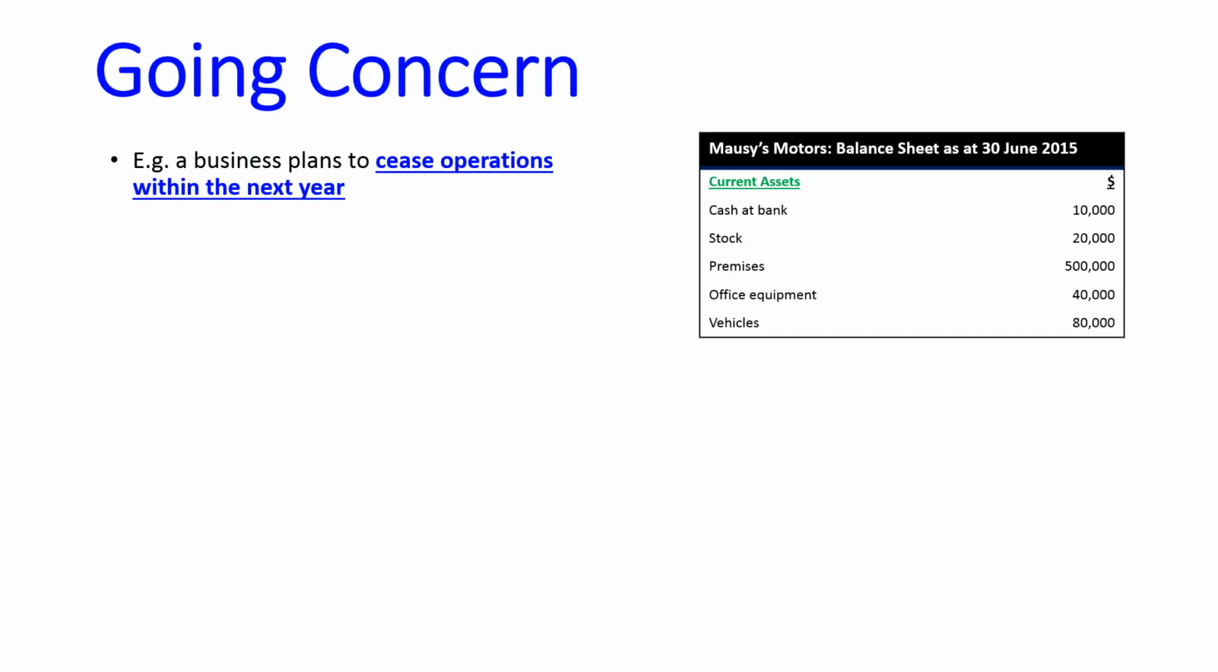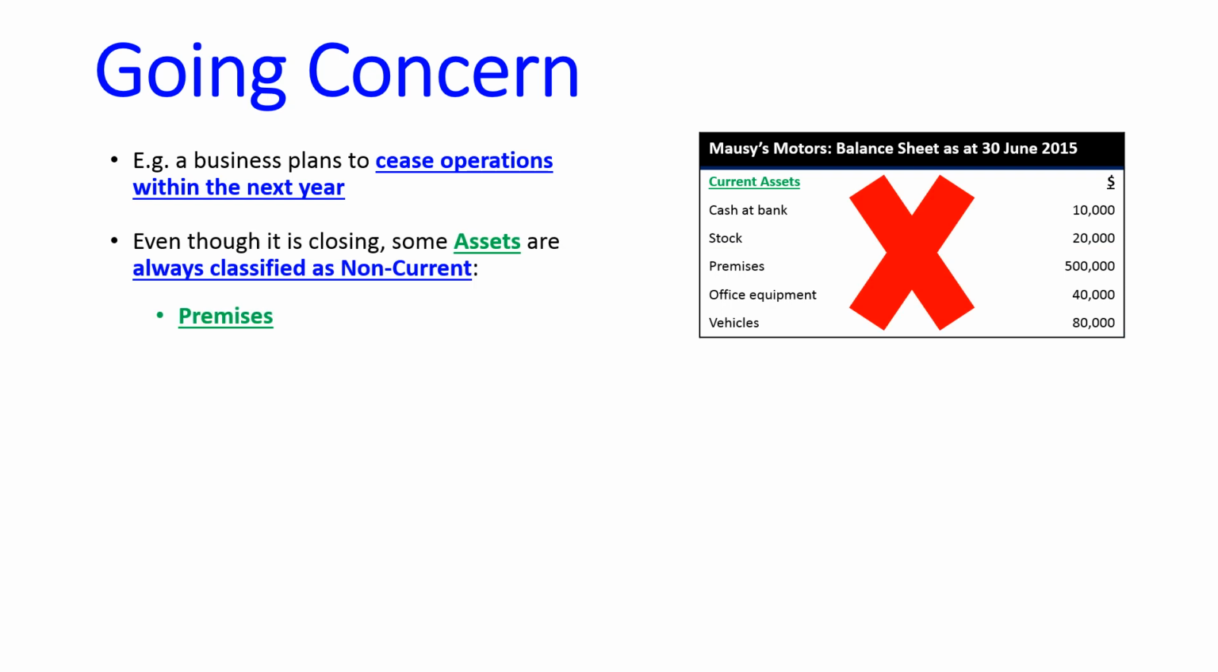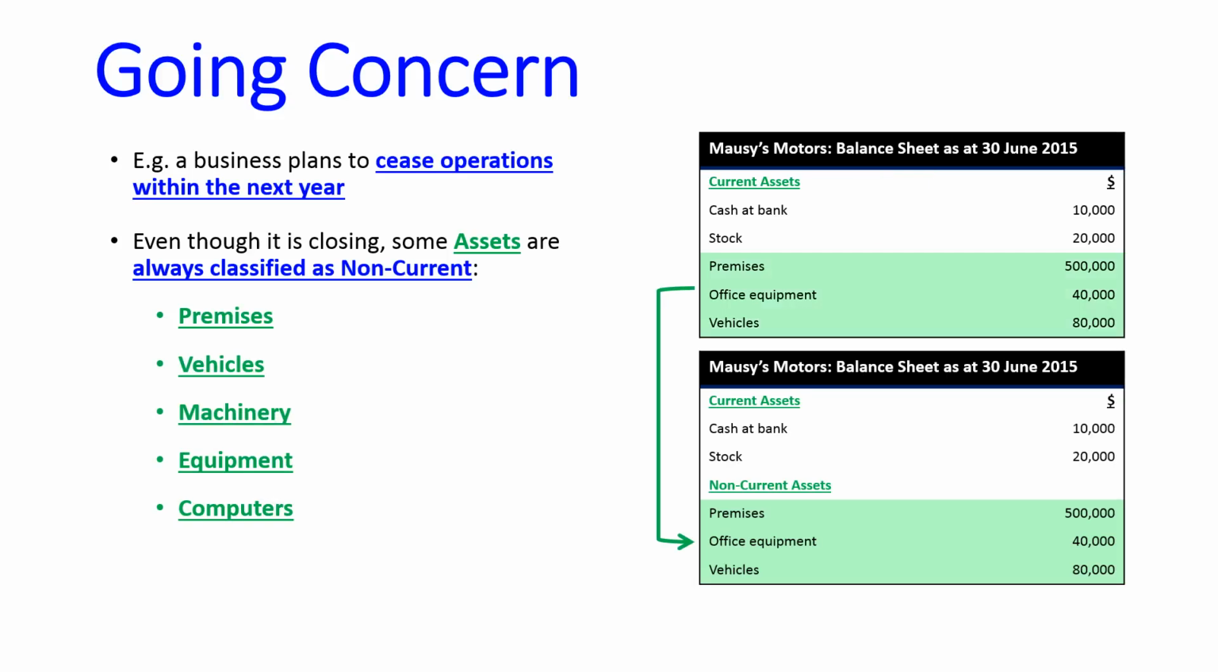So looking at that example, we can see one thing the owner did: they said they're getting rid of the business in 6 months, so they've listed every single asset as current, including premises, office equipment and vehicles. Well, that's actually wrong. Even though the owner probably is going to not have the business in 6 months, we would still keep these bigger, longer term assets. We'd always call them non-current.